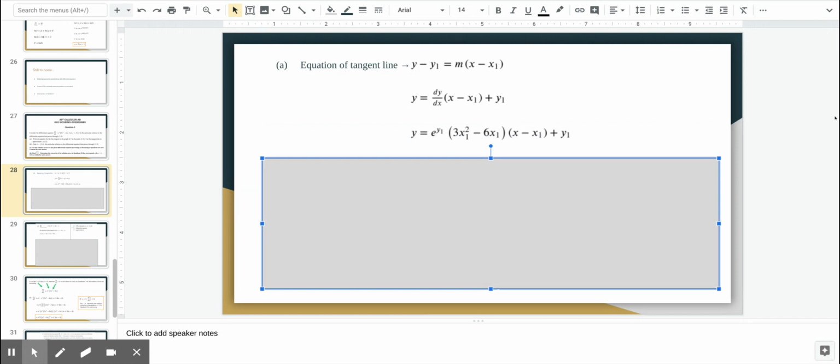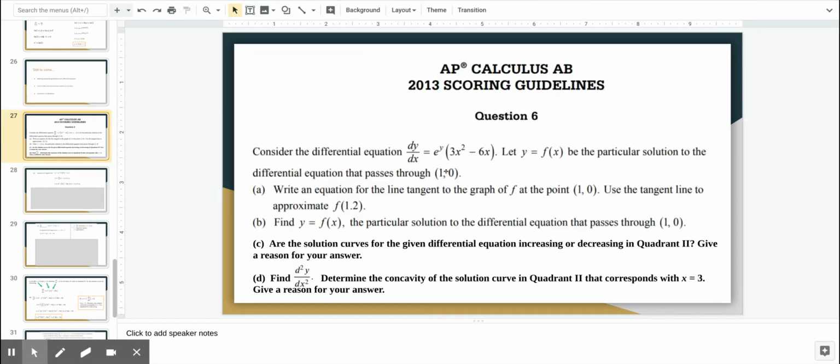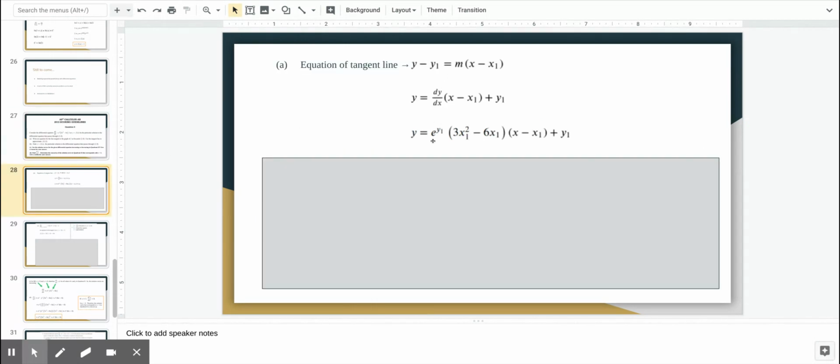Okay, so what can we do from there? Well, if I look back very quickly, my differential equation, e to the y multiplied by 3x squared minus 6x, that's dy dx. That is the slope of all of the curves at any particular point. And so at specifically 1, 0, it will also be the slope there. That's exactly what I want. I want dy dx, which is the slope, to take the place of the slope. And so all I did was plug in that differential equation.